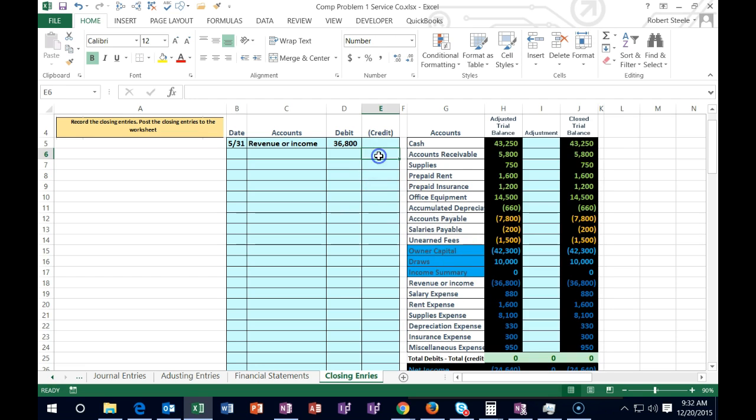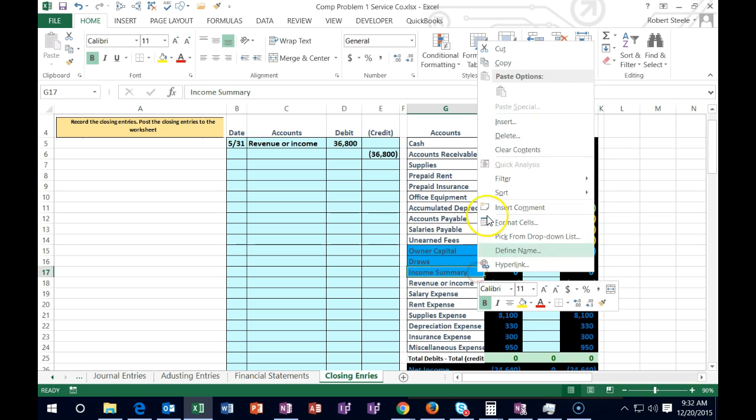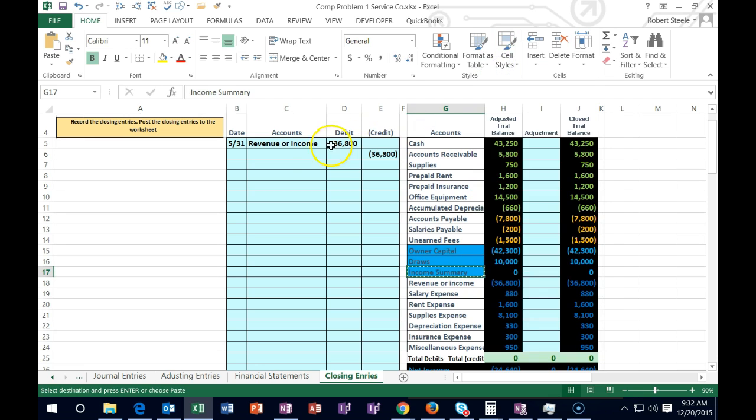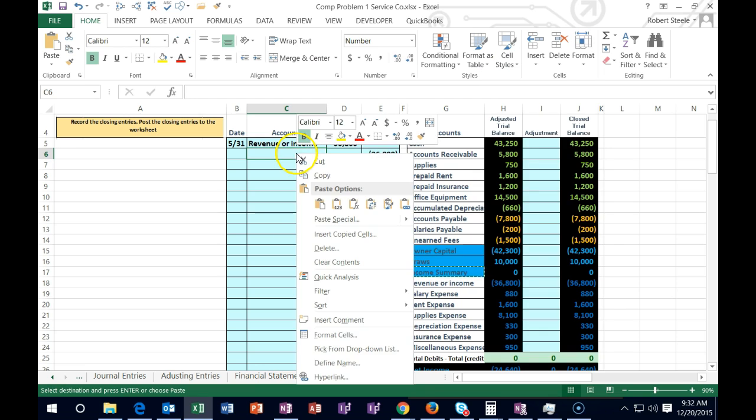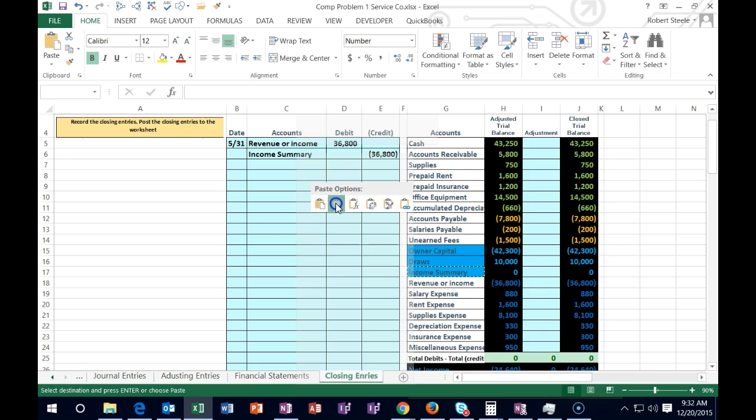In this case, we're going to only have one other account, which will be a credit. So I'm going to put that in there. Negative 36,800. I'm going to put it in the credit column, but more importantly, represent it with brackets for credits for the purposes of this Excel worksheet. And that amount is going to go into our new account, this income summary. So we're closing the income into the income summary. I'm going to copy that, right click, copy. Going to put that in C6, right click, and paste it.